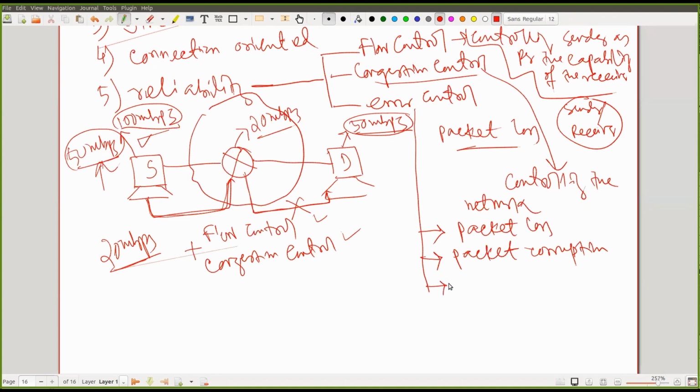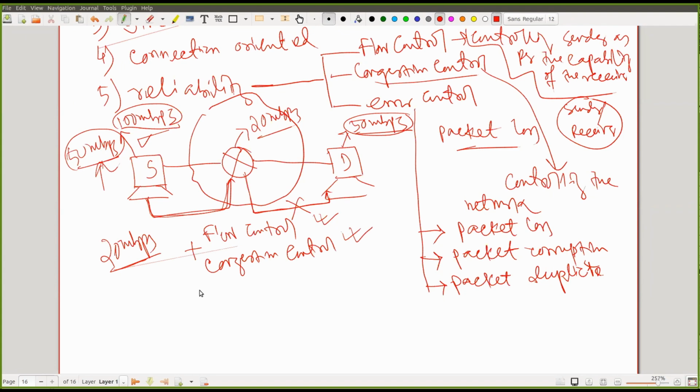Then the packet may be duplicated. Packet may be a duplicate packet, which means the same packet is going to be received multiple times because of techniques that are applied in TCP. We'll talk about that later on. For the time being, you only remember this concept. So what you understood is that even if I have applied flow control and congestion control, I still cannot ensure reliability.